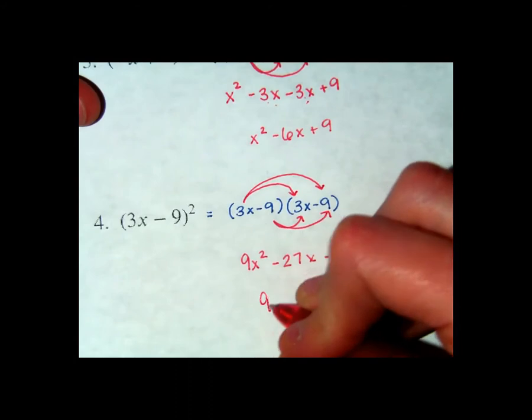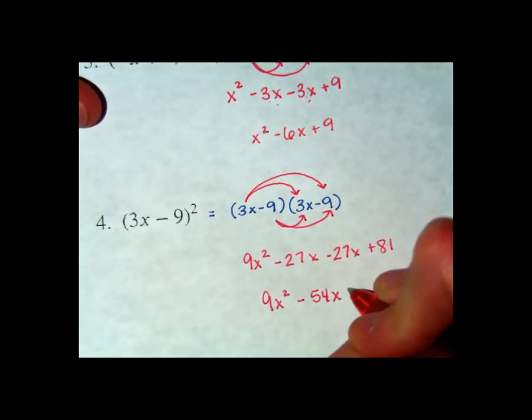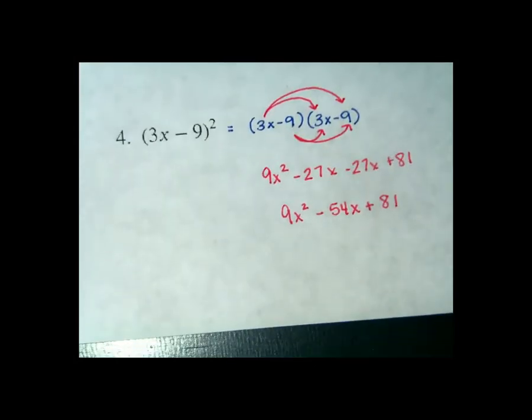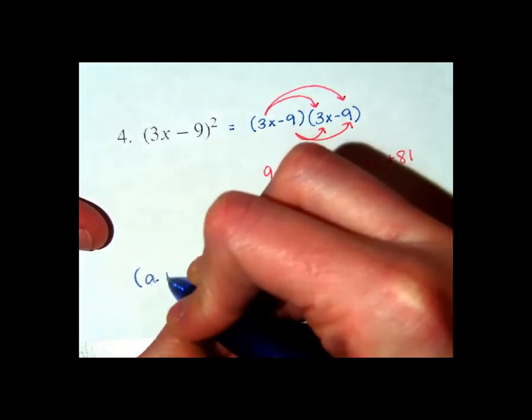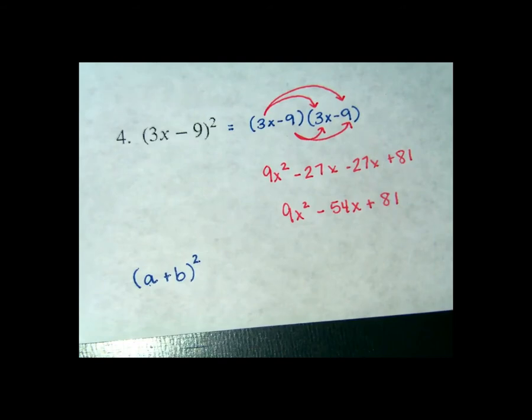So 9x squared minus what? Plus. Some people like the rule. I'm going to tell you what the rule is. So let's say you have some number a plus b and you're going to square it. We've been writing it twice, right?